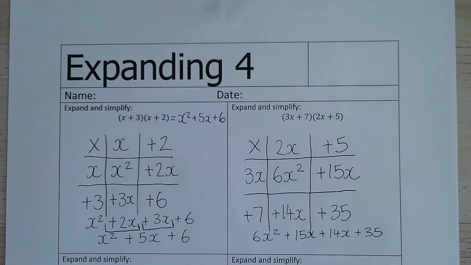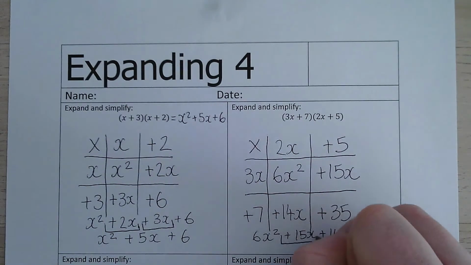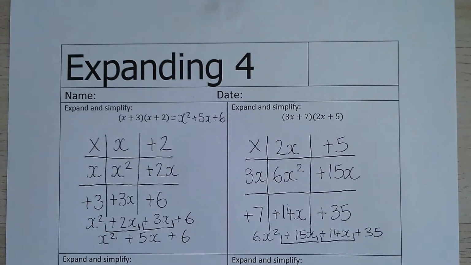And here we're checking for our like terms that we need to combine in order to simplify this expression. Our first term is 6x squared, but there are no other terms with a variable of x and a power of 2, so therefore 6x squared will not simplify. Plus 15x is our next term, and that's a like term with plus 14x, as they both have a variable of x. So we will underline both of these terms.